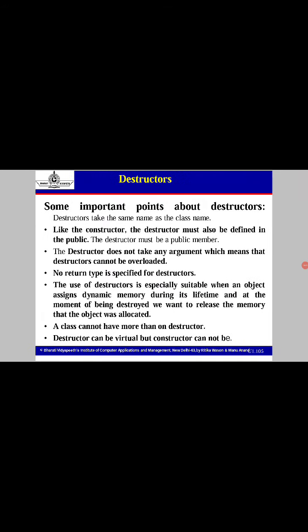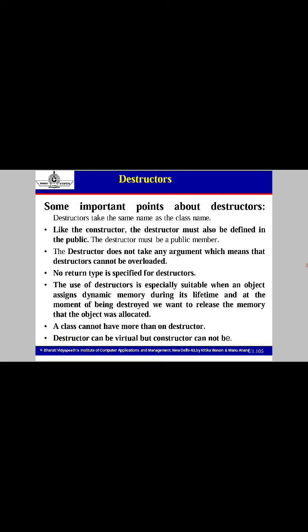Destructors. Some important points about destructors are: destructors take the same name as the class. Like the constructor, the destructor must also be defined in the public section. The destructor must be a public member. The destructor does not take any argument, which means that the destructor cannot be overloaded. No return type is specified for destructors. The use of destructors is especially suitable when an object assigns dynamic memory. A class cannot have more than one destructor, and destructors can be virtual but constructors cannot be.